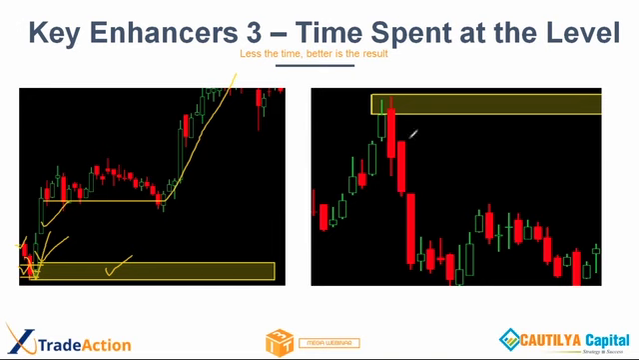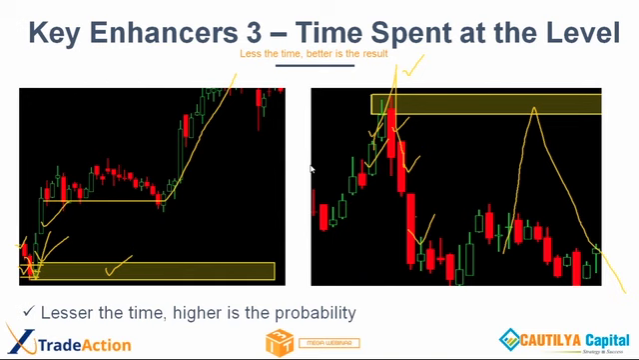And now look at this zone. Okay, momentum, gap up, momentum, momentum down, momentum down, momentum down, a quick V shape exit. Time spent is very small. All enhancers satisfied. So these kinds of zones can always strongly react. Clear, buddies? The lesser the time, the higher the probability of success.